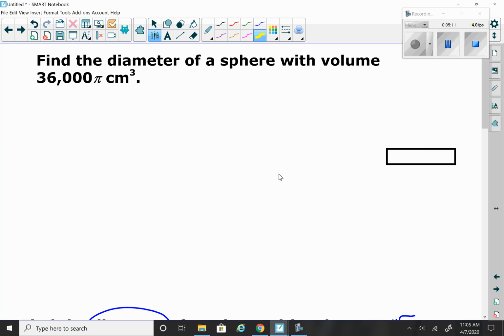So my first example here, it says find the diameter of a sphere with a volume of 36,000 pi. So this one I'm kind of working backwards. So we're going to start with our formula. Volume equals 4/3 pi r cubed. And I can plug in the volume. Sorry, 36,000 pi is equal to 4/3 pi r cubed.